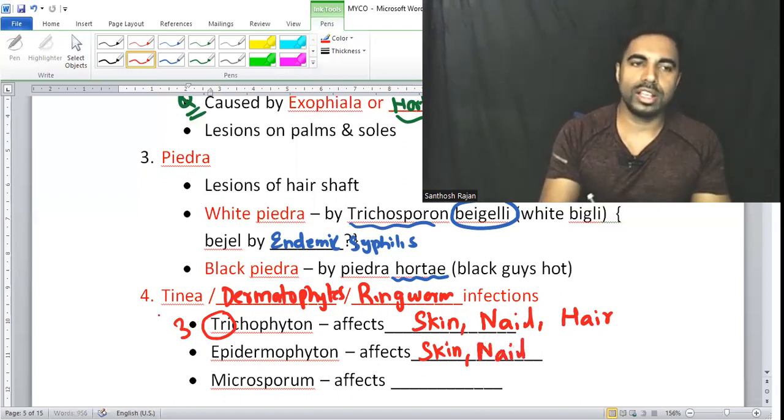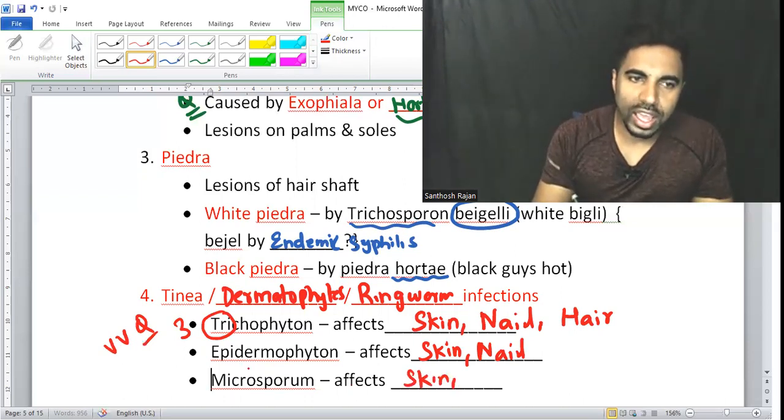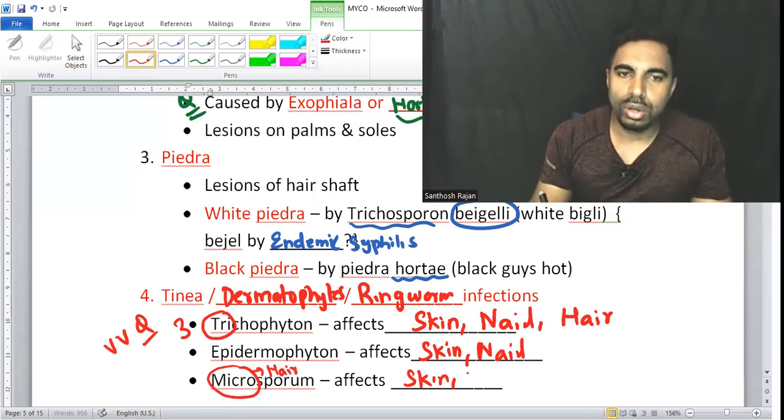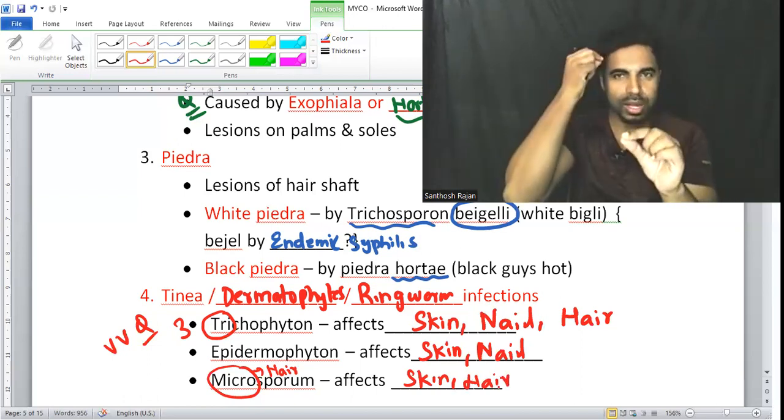This was also a question asked. Please remember, this whole topic is important. In Microsporum, skin is affected in all of them. Micro, hair. Hair is micro, right? So hair, that's it. Remember this. Micro means hair. Hair is micro.